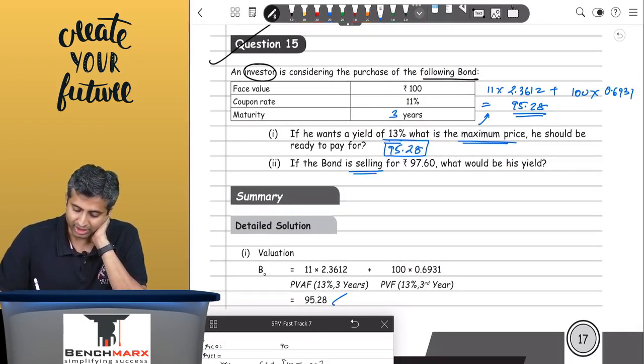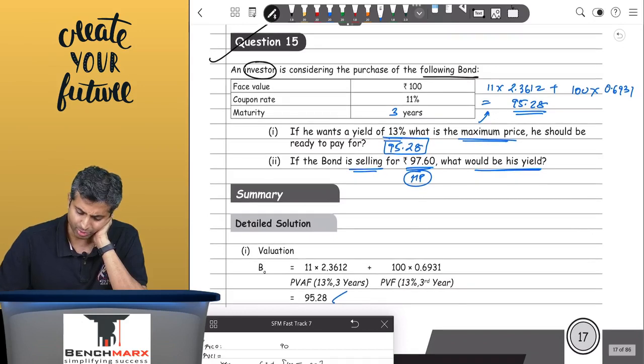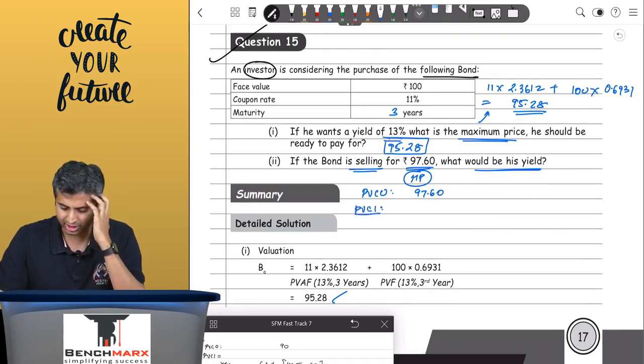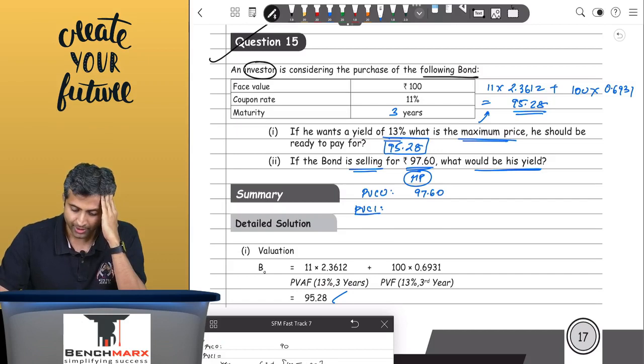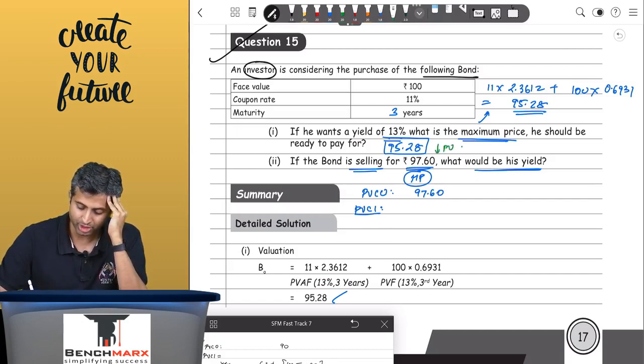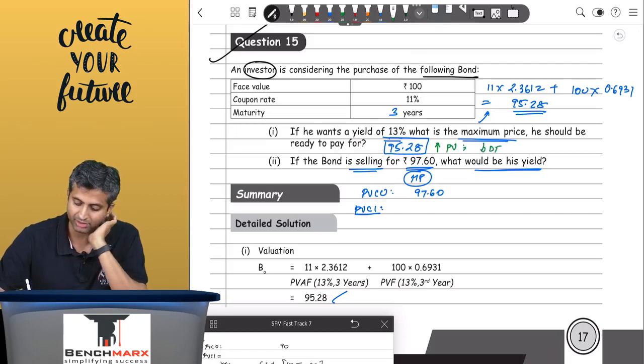If the bond is selling at 97.6, so this is the market price, what would be his yield? Well, if it is selling at 97.6, if I were to invest, my PV of cash outflow would be 97.6. For the PV of cash inflows, I will start at 13. If I start at 13, my value is 95, which means, sorry, I need to increase my present value to go from 95 to 97. So I need to reduce the discounting factor.